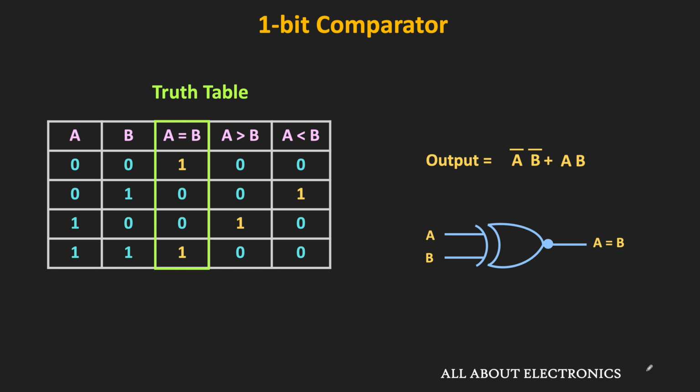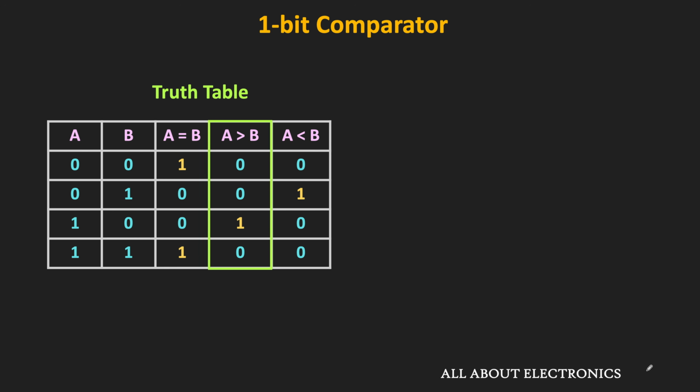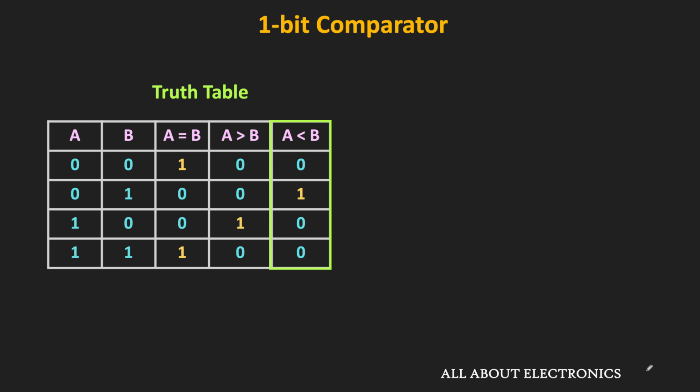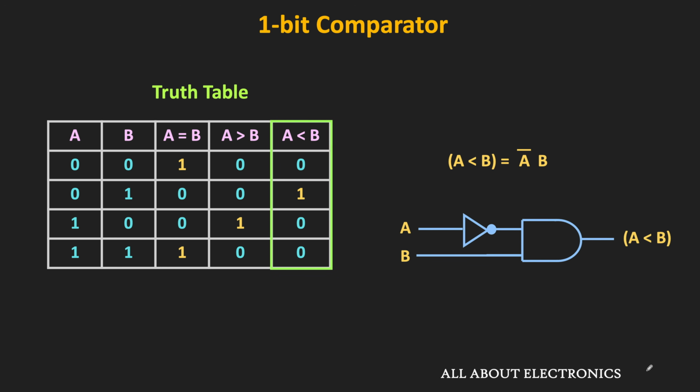Similarly, A is greater than B when the number A is greater than B, and that only happens when A is equal to 1 and B is equal to 0. So the logical expression for A greater than B is A dot B bar, and this is how it can be implemented using logic gates. Similarly, A is less than B when A is equal to 0 and B is equal to 1. The logical expression for the same is A bar dot B, and this is how it can be implemented using logic gates.